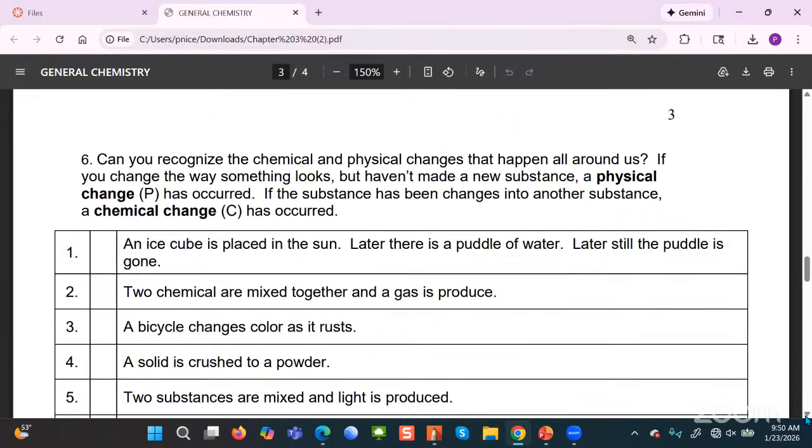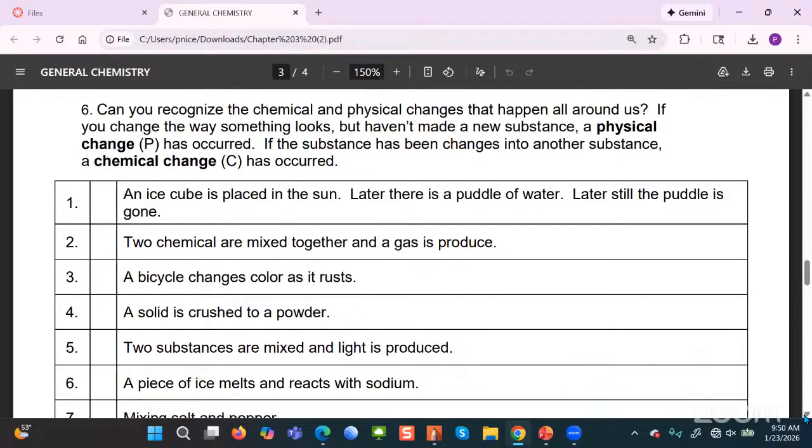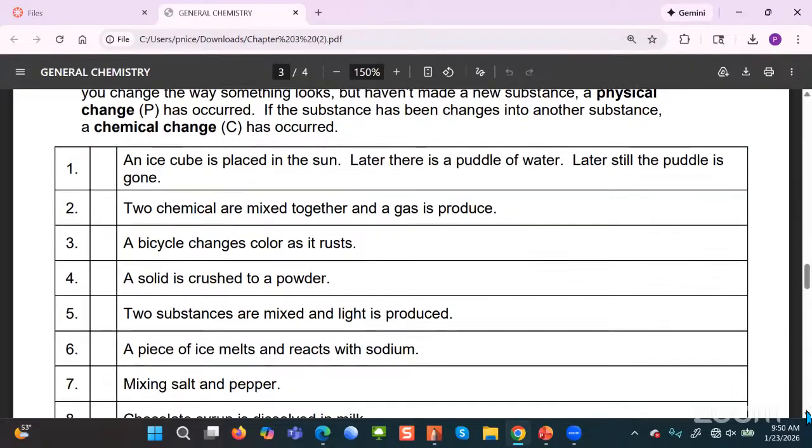Okay, so it says here, can you recognize the chemical and physical changes that happen all around us? If you change the way something looks, but you have not made a new substance, then that would be a physical change. That's what we talked about earlier, right? No change in the composition or structure, right? However, if there's a change in the composition or structure where you create new substances, then that would be a chemical change. Okay, so let's look at what we have here.